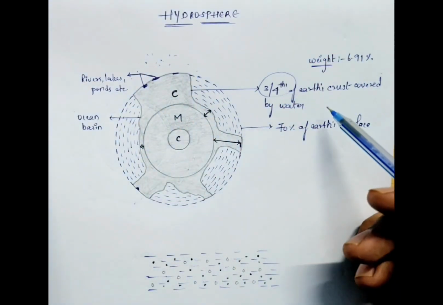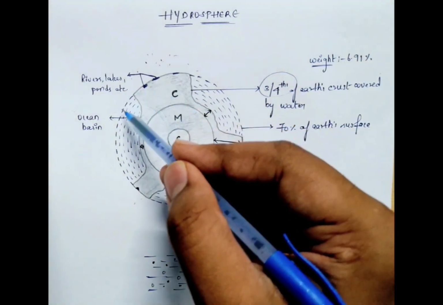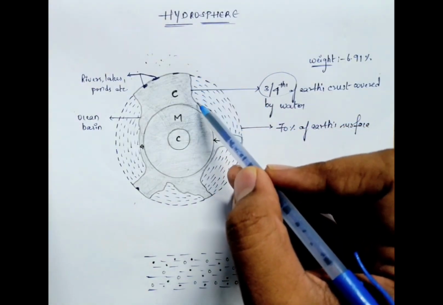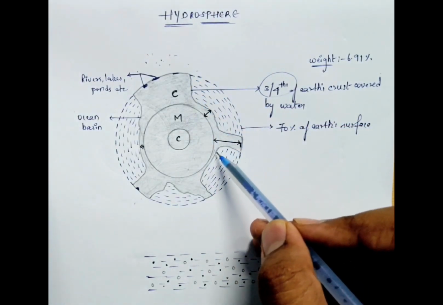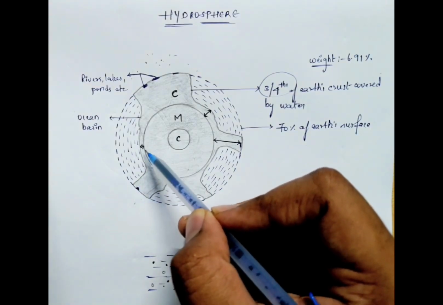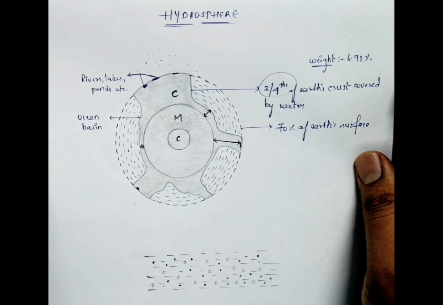You got my point, friends? 3/4 part of Earth's crust. This is Earth's surface, and this is Earth's crust. 3/4 of this Earth's crust is covered by hydrosphere, friends. I hope you got my point.